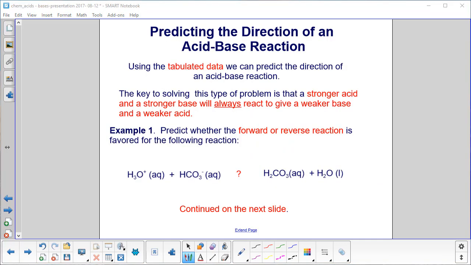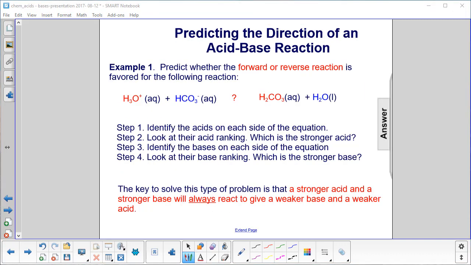We now want to predict the direction of an acid-base reaction. So using the tabulated data, which we've shown on the previous few slides, we can predict the direction of an acid-base reaction. The key is that a stronger acid and a stronger base will always react to give a weaker base and a weaker acid. So here's example 1. Predict whether the forward or reverse reaction is favored for this reaction. And we'll do that on the next slide.